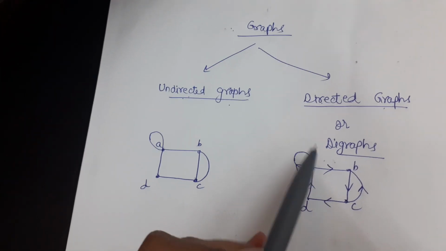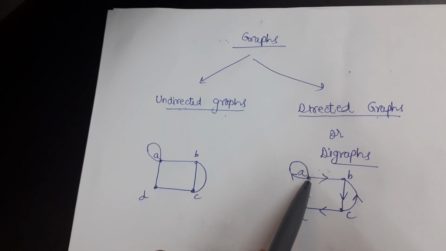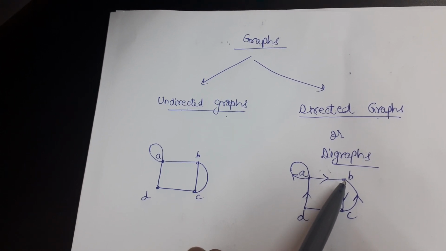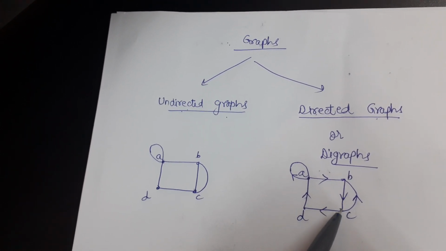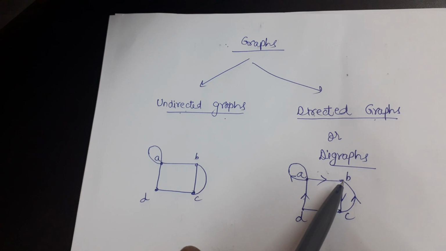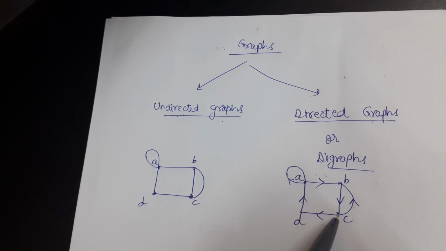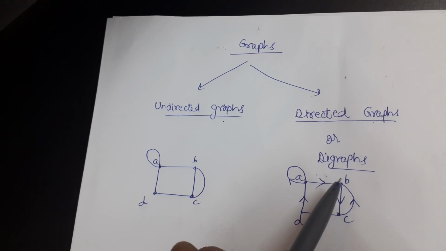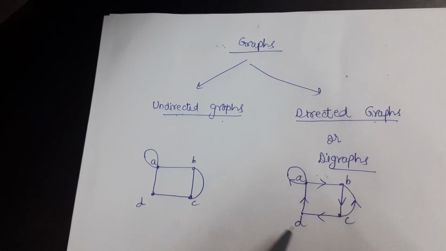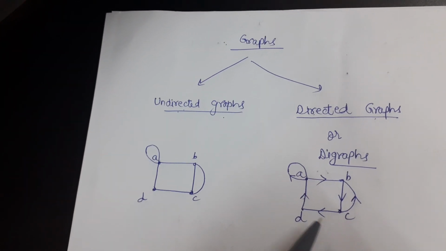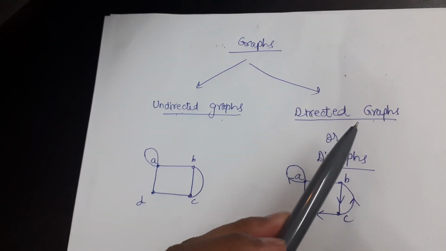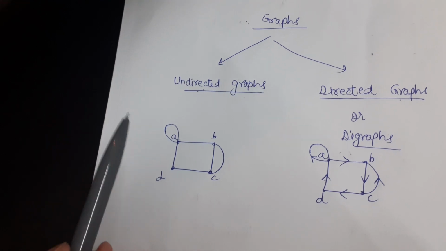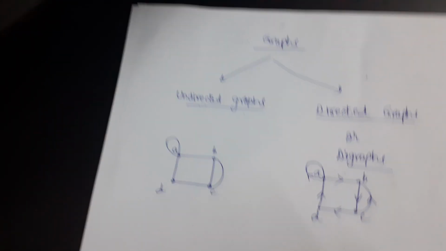For example, here, this edge has a direction. It starts from A and ends at B. Similarly, for this particular edge, it starts at B and ends at C. For this edge, it starts at C and ends at B. So all the edges have a direction. Then this graph is said to be a directed graph. If the edges have no direction, then it is said to be an undirected graph.